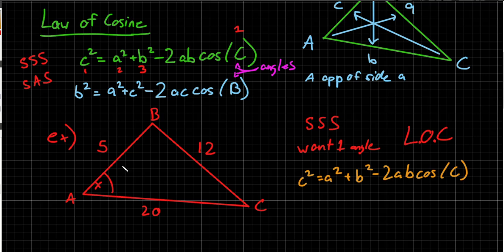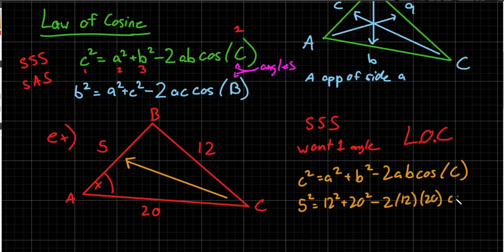Okay, what is side C? If I'm looking at C, it's whatever's opposite of it. So we have 5 squared. A is what? 12 squared. What's B? 20 squared. Okay, minus 2. What's A again? 12. What's B? And cosine of... Oh. Let me try and find that one.